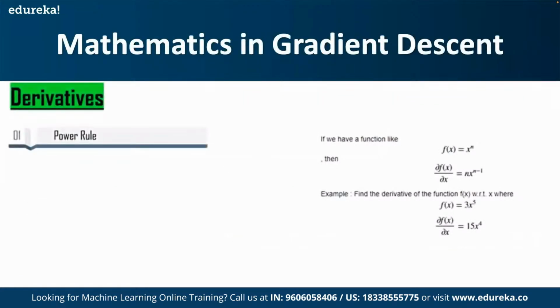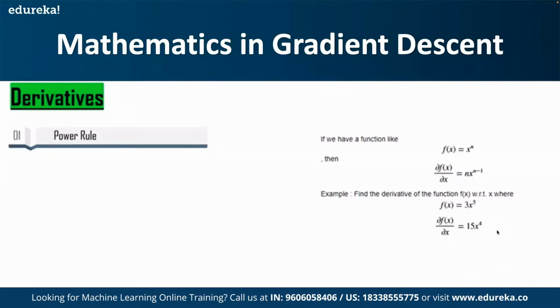Now, when we talk about the mathematics of gradient descent, some key things you need to remember to perform it mathematically. One is the power rule. Suppose we have a function f(x) = x^n, then the derivative of f(x) is n times x^(n-1). To give you an example, suppose I have 3x^5. The derivative of this is 3 times 5 times x^4, which is 15x^4. This is one of the main concepts, the power rule.